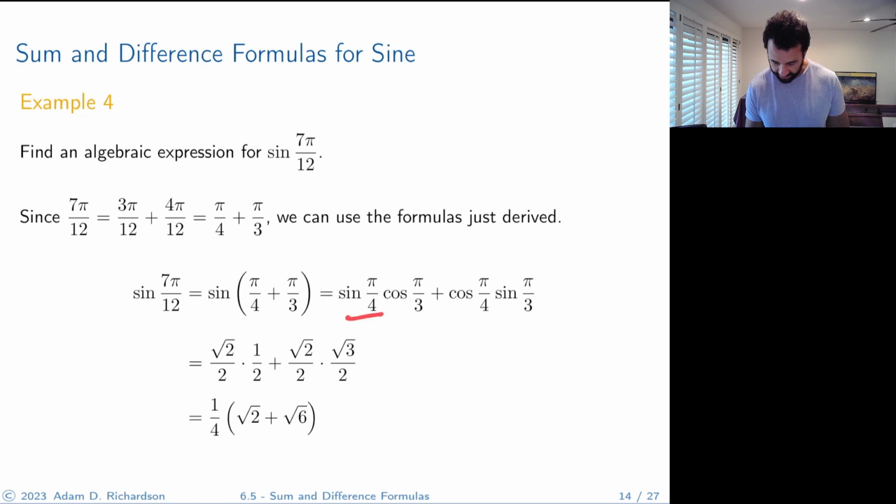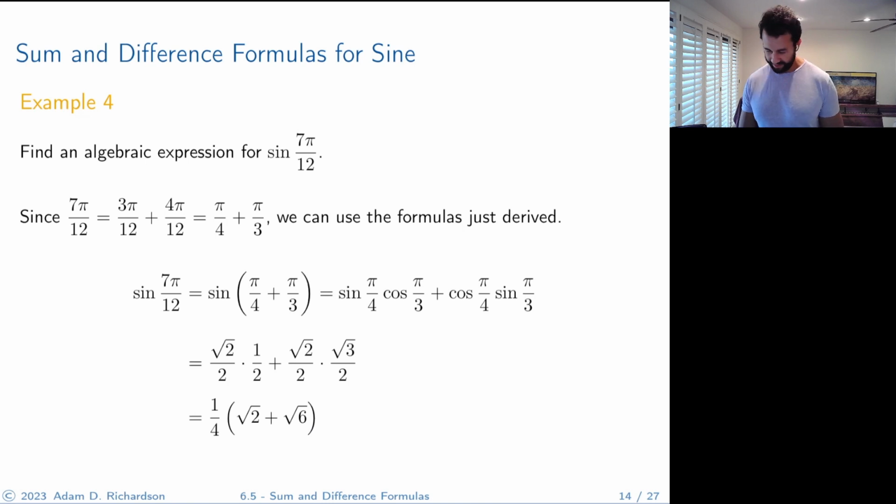Now we're going to evaluate sine and cosine at each one of these standard angles, and then we're going to get algebraic versions of each one of those values. And then that's it. So, 1/4 times root 2 plus root 6.